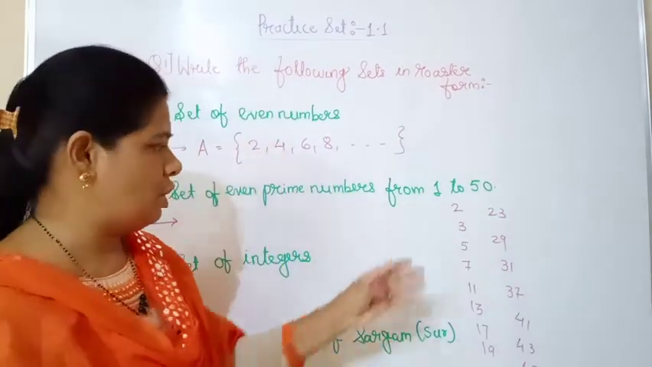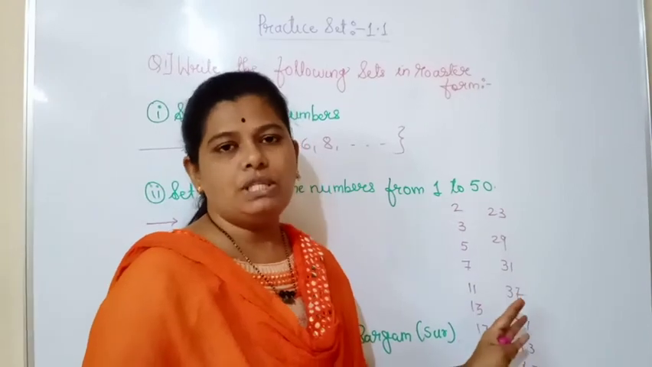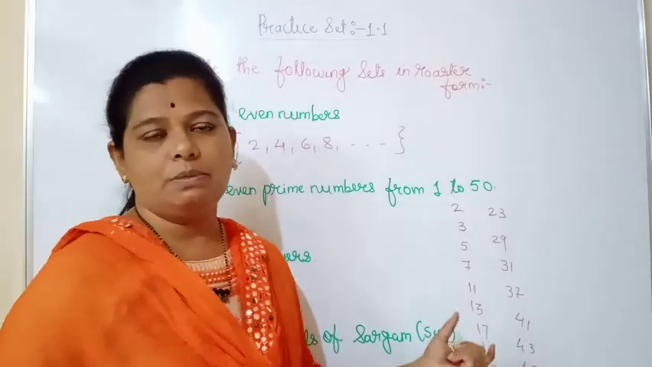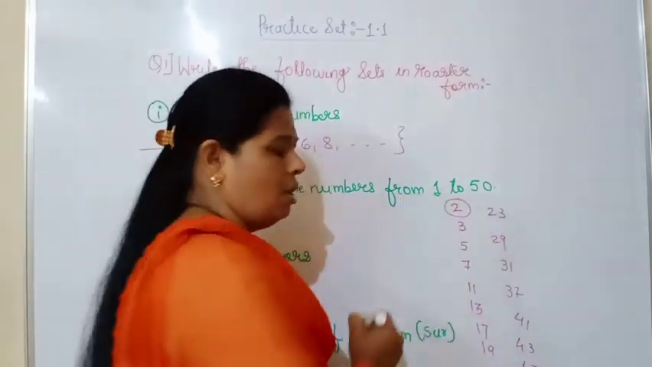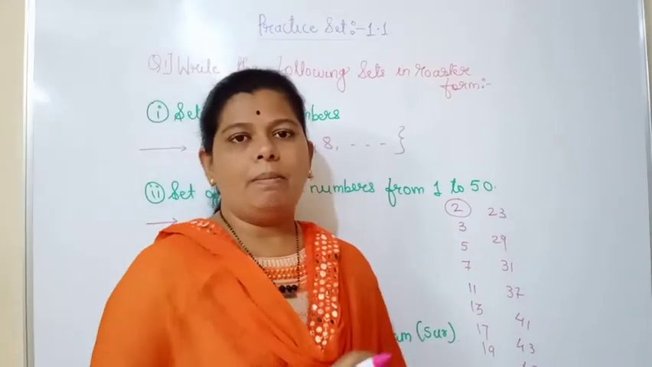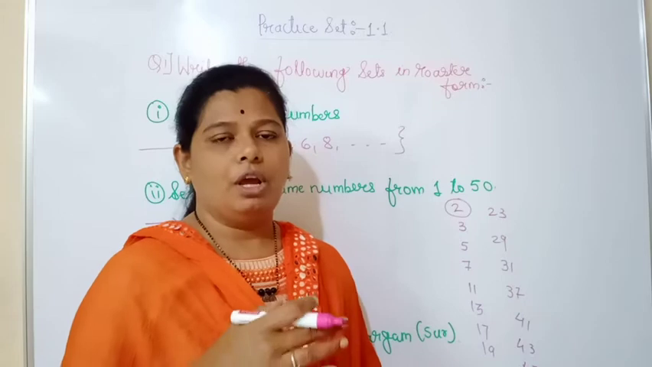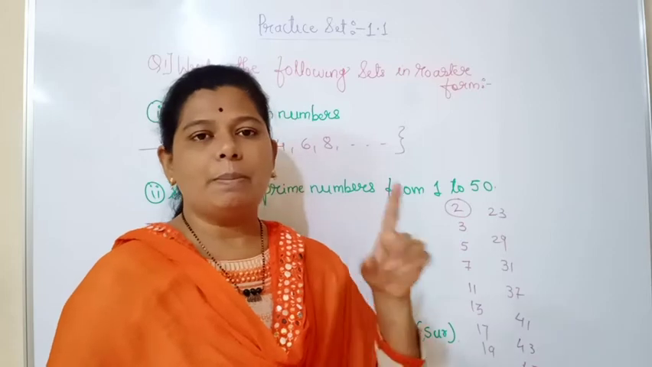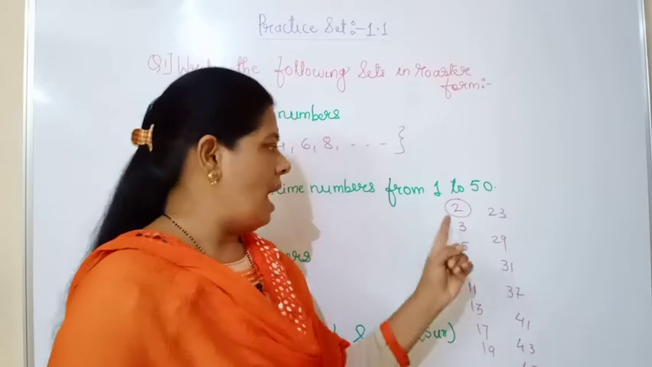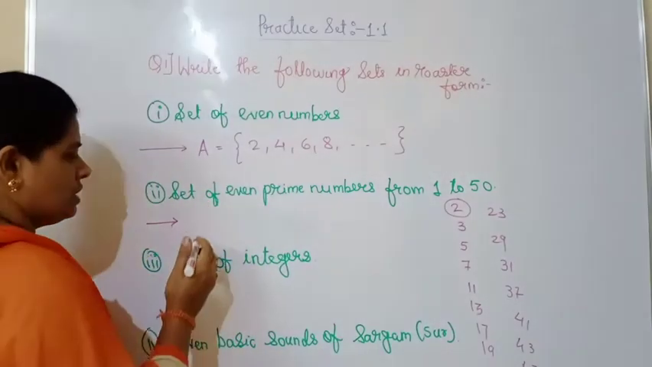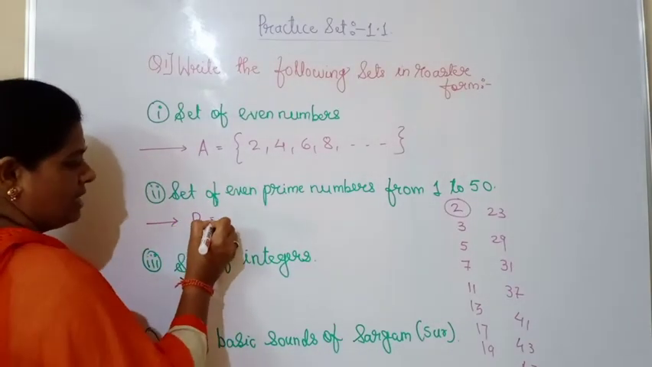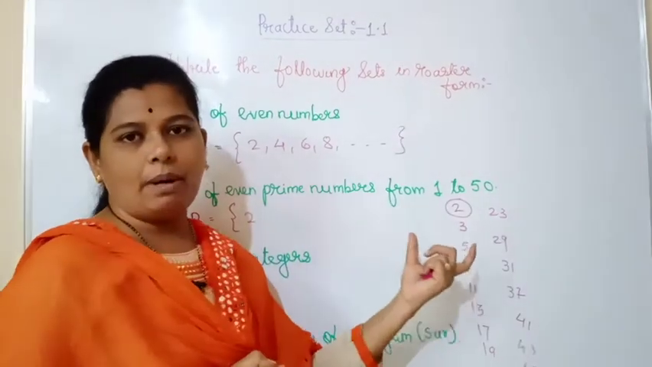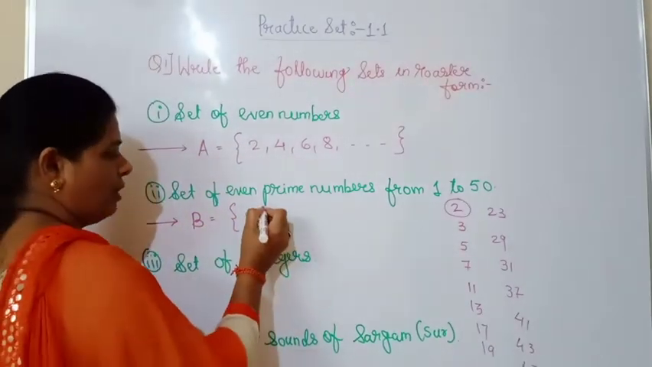In these prime numbers, if you observe, you will see that all the numbers are odd numbers, except one even number, that is the number 2. So 2 is an even prime number. If you go above 50, there also you will see that all the numbers are odd numbers, except one prime number is even, and that is 2. So what is our first rule? That is to give a name to a set. So I will write B, and which is the even prime number between 1 to 50? That is 2. So I wrote the 2.